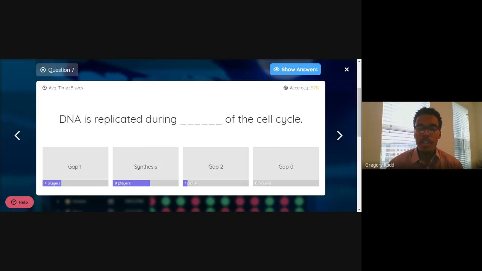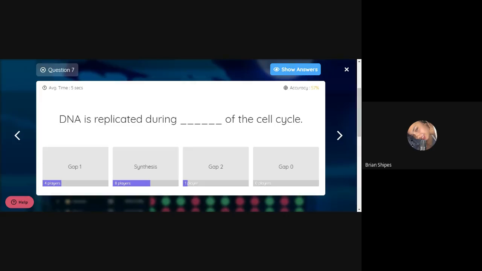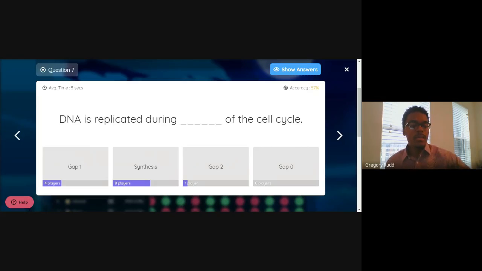DNA is replicated during blank of the cell cycle. Synthesis. Excellent. So synthesis takes place during interphase. And we've got to know that that's when the DNA is replicated. So synthesis is literally synthesizing or making new DNA. It's making a copy of the DNA. All right, that's why we call it synthesis.